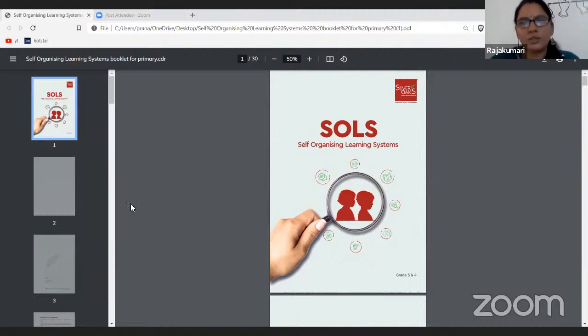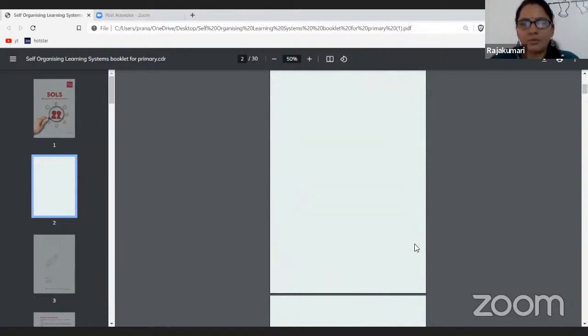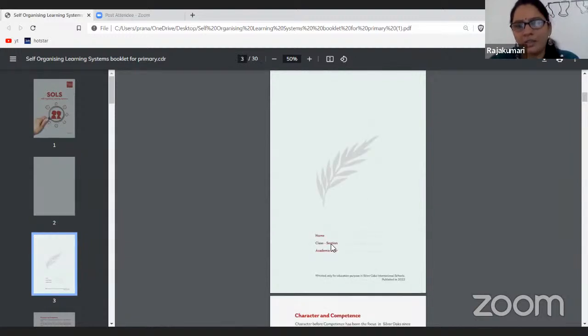So as I said earlier, SOLS is self-organizing learning systems. As you see on the screen, this character profile booklet, which you will be starting from July 20th onwards, is where you will be assessing yourself, you will be assessed by your friend, and you will also be assessed by your teacher. And do not forget, there are some areas where we are asking the parents also to share their thoughts and assess you based on these things. Okay. So this is how the booklet looks like. There will be a name, your class and section, and the year which you are in. The academic year is 2022-23.